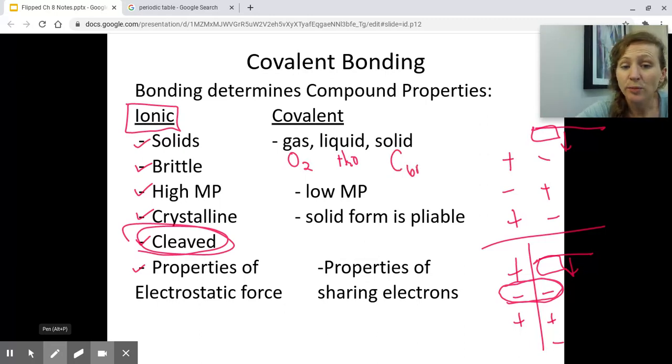Some have low melting points, like oxygen. In fact, many have low melting points. Many of them are not solids at room temperature, but some of them have extremely high melting points. So we see it's a little bit more variable.